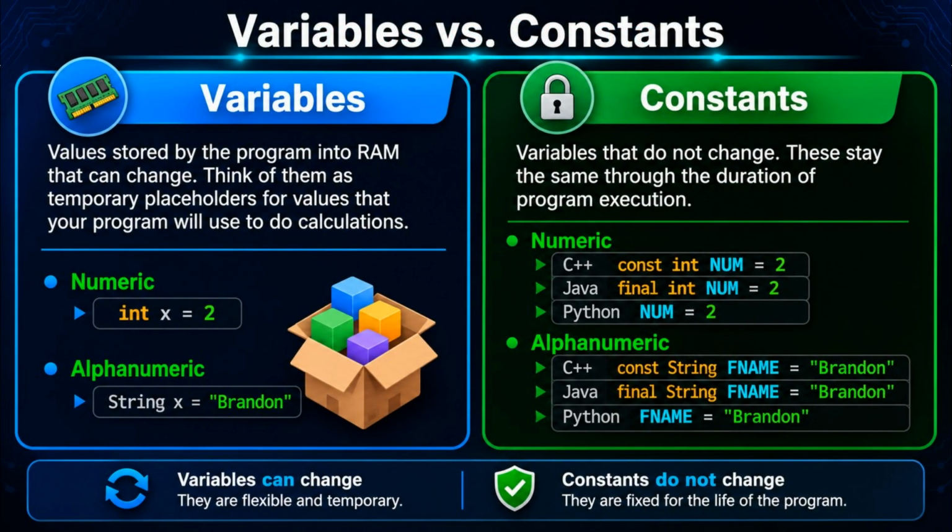Variables are values stored in RAM that can change. Think of them as temporary placeholders your program uses for calculations, like int x equals 2 or string x equals Brandon. Constants are variables that don't change, staying the same for the entire program's execution. In C++, that's const int num equals 2, in Java it's final int num equals 2, and in Python it's simply num equals 2, since Python doesn't enforce constants at the language level.